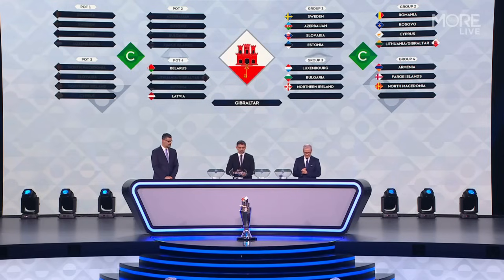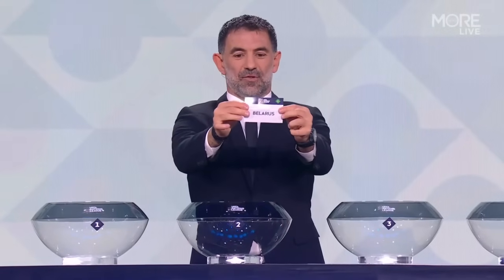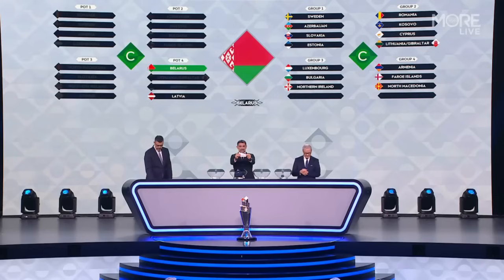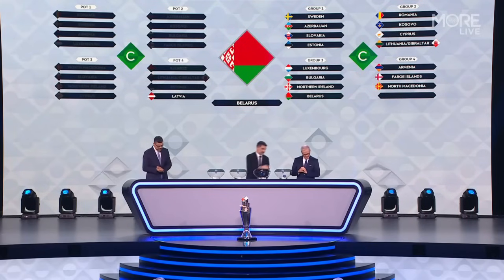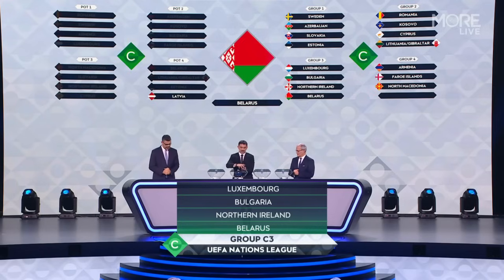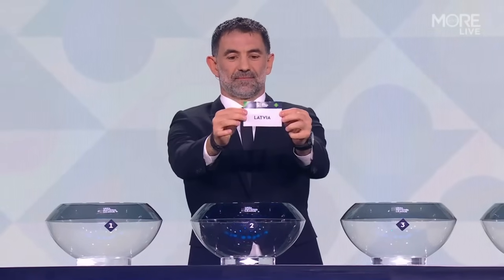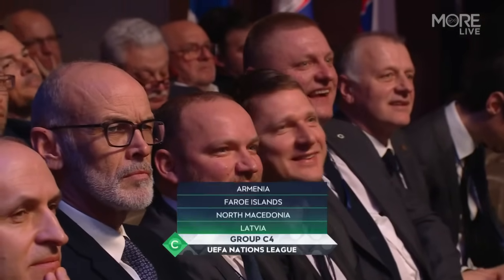2 teams left in this pot 4. Belarus. Joining Luxembourg, Bulgaria, Northern Ireland. That is the complete lineup of Group C3. And we will find out now the last team for Group C4. Latvia. That's, of course, Latvia, together with Armenia, Faroe Islands, and North Macedonia. And this completes League C.